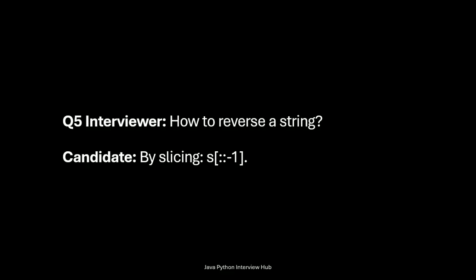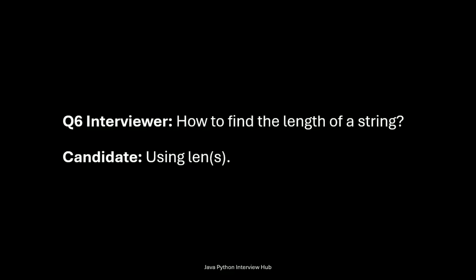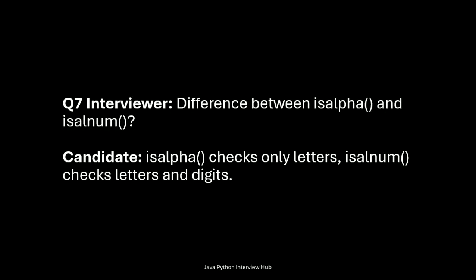Next is, how to reverse a string? By slicing, in the square brackets, colon without a starting or ending value, just give the step -1. By using this, you are able to reverse your string. Next is, how to find the length of a string? By using the len function in brackets, you pass your string. Seventh is, difference between isalpha and isalnum. Your answer will be, isalpha checks only letters, isalnum checks letters and digits.